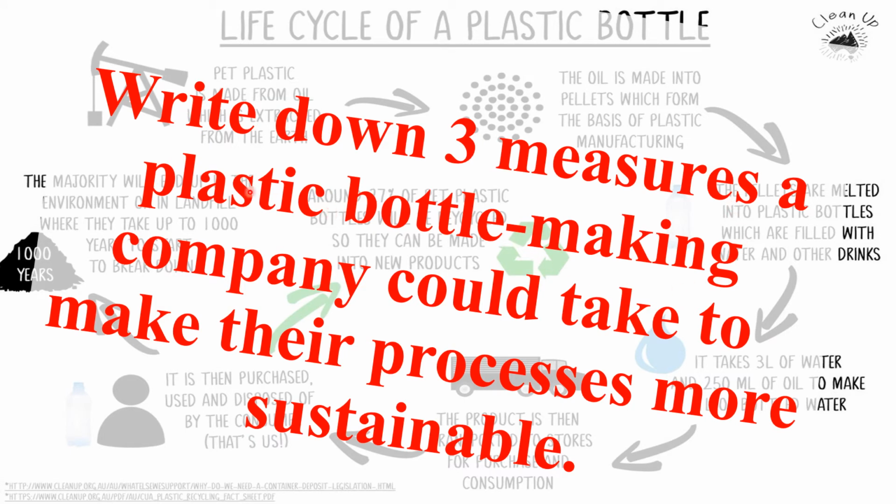So here's something for you to think about. Write down 3 measures a plastic bottle making company could take to make their processes more sustainable. Okay, so press pause and think about all of those things that you had in your table and how you could maybe adapt the processes.